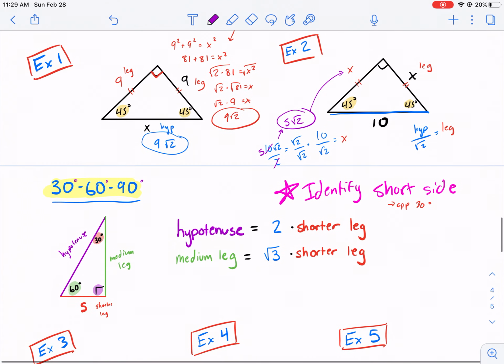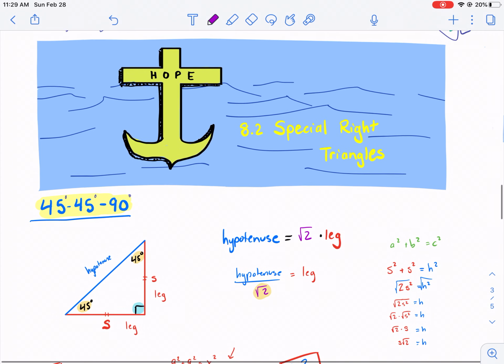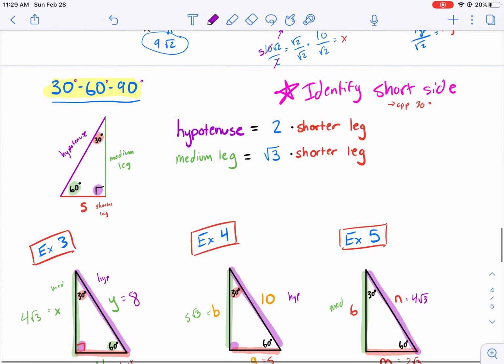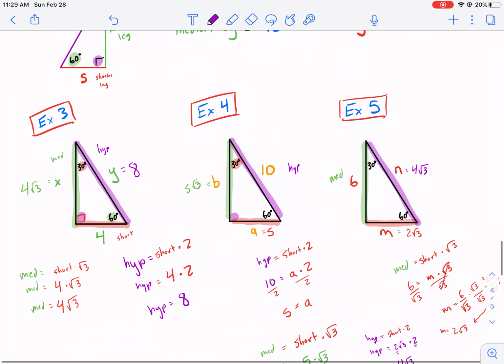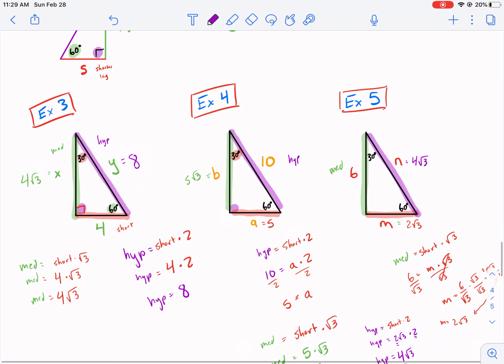That's all there is to it for 30, 60, 90 and 45, 45, 90. Stay tuned for more videos on this exact same topic. This one's kind of challenging, but make sure you master this. Will really save you some time in the future.